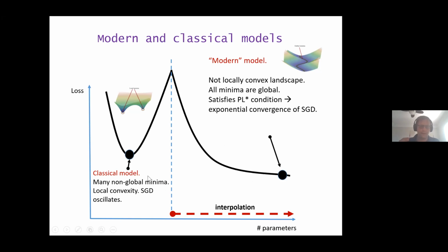The interesting thing here is that if you look at classical models, you have many non-global minima, right? You have local convexity, you have strange behaviors of SGD. In modern models, you have very different landscapes. They're not locally convex, but in a sense, we have this PL star condition, which is of course not yet a complete explanation for that. But I think it explains a lot about what's going on. And we really now can prove that some fairly big classes of neural networks satisfy it.